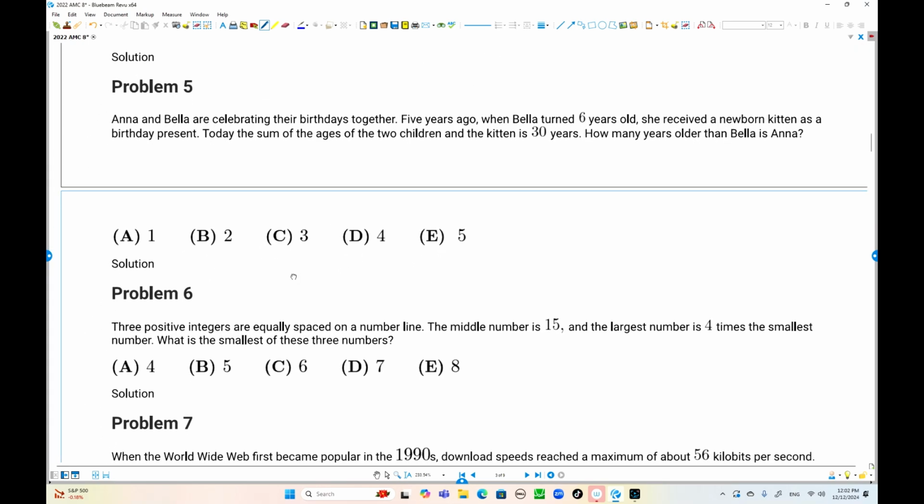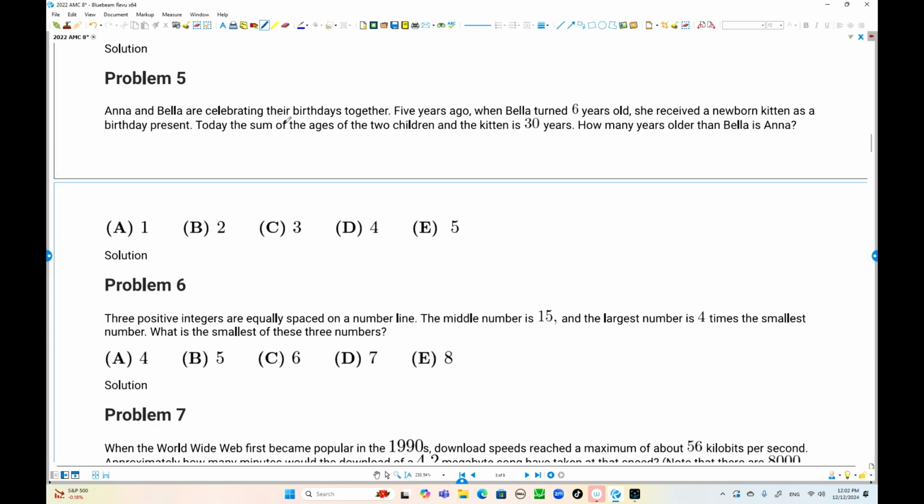All right, number 5. Anna and Bella are celebrating their birthdays together. This is now, this is 5 years ago. Okay, maybe we'd better make a table, right? Anna and Bella, right? So Bella was just 6 years old 5 years ago. She listed the newborn kitten of another one of you. Kitten is 0 years. Okay.